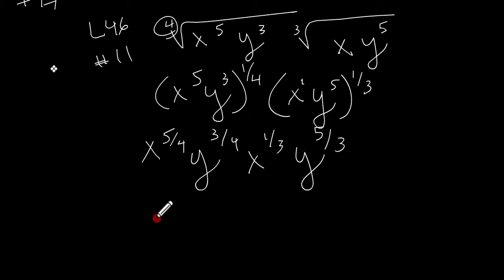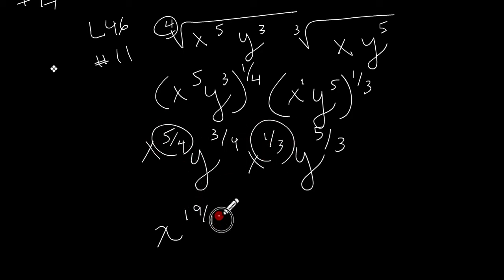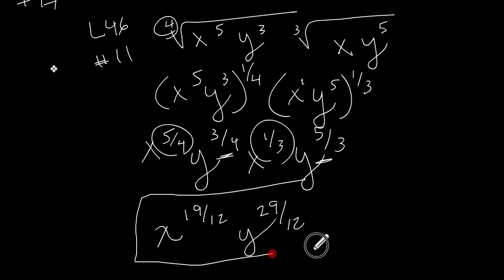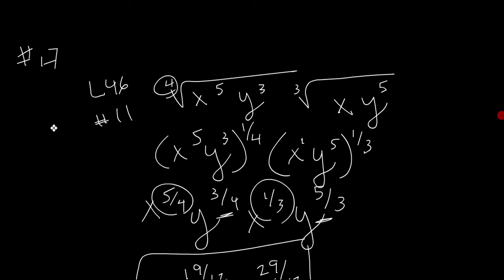I am not going to show you how to add the exponents, but when you add 5/4 and 1/3, you get 19/12. And when we add 3/4 and 5/3, we get 29/12. And that's your final answer. Moving on to number 18.